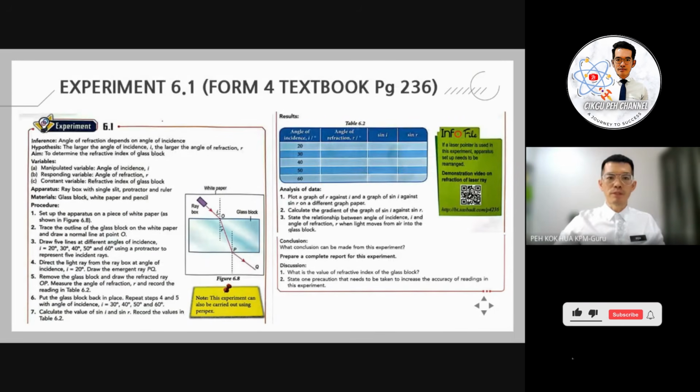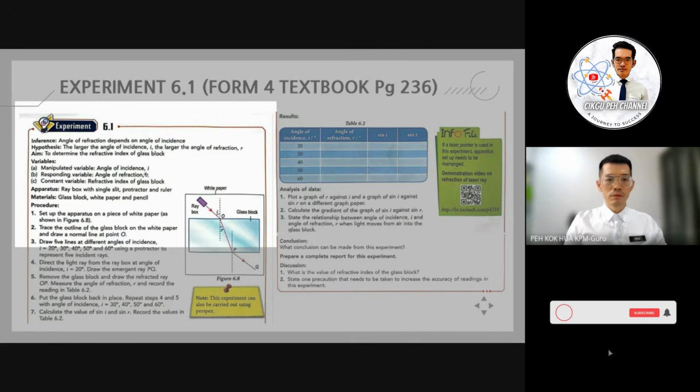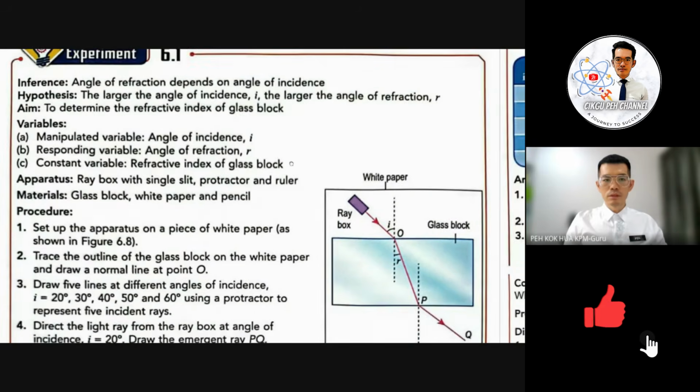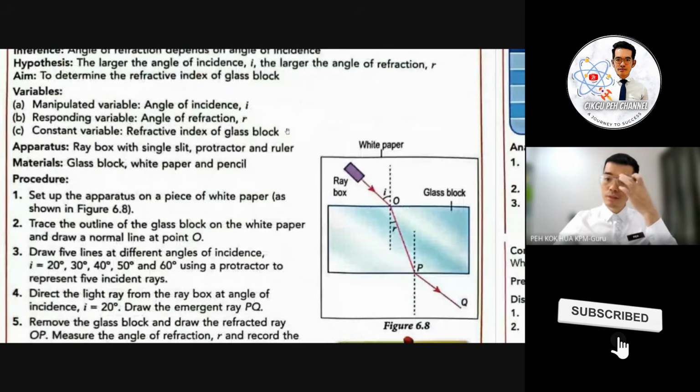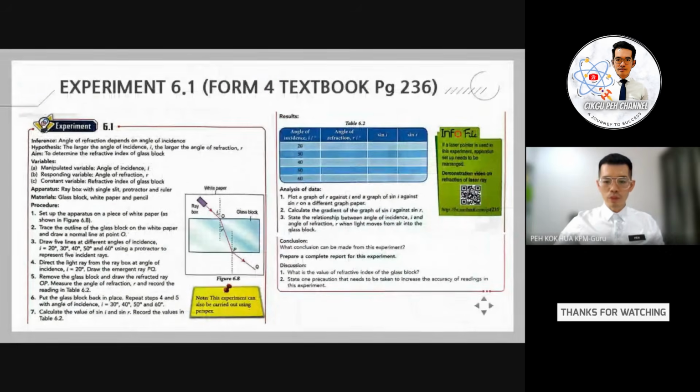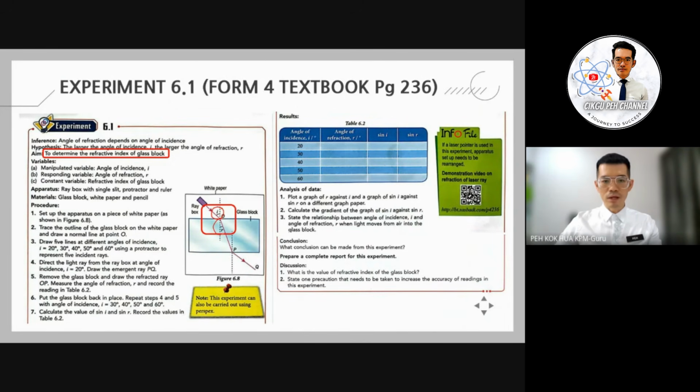The experiment is Experiment 6.1 in the Form 4 textbook, page 236. You may look at the aim of the experiment: to determine the refractive index of the glass block. In the diagram, you may see that the apparatus used is a ray box together with a rectangular glass block. And the question asks you to determine the refractive index of the glass block, where you need to identify the readings of i and r.